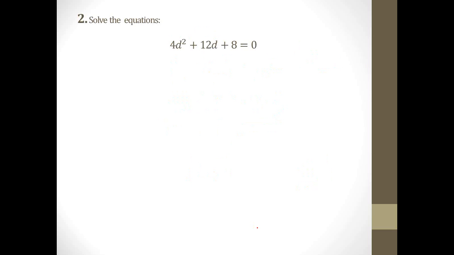This is another factoring problem, but in this one, as you noticed, there is a coefficient in front of the squared term. So our first step usually is to look for a GCF, which means greatest common factor. And if I look at the 4, the 12, and the 8, I notice that they all have a greatest common factor of 4. They are all divisible by 4.